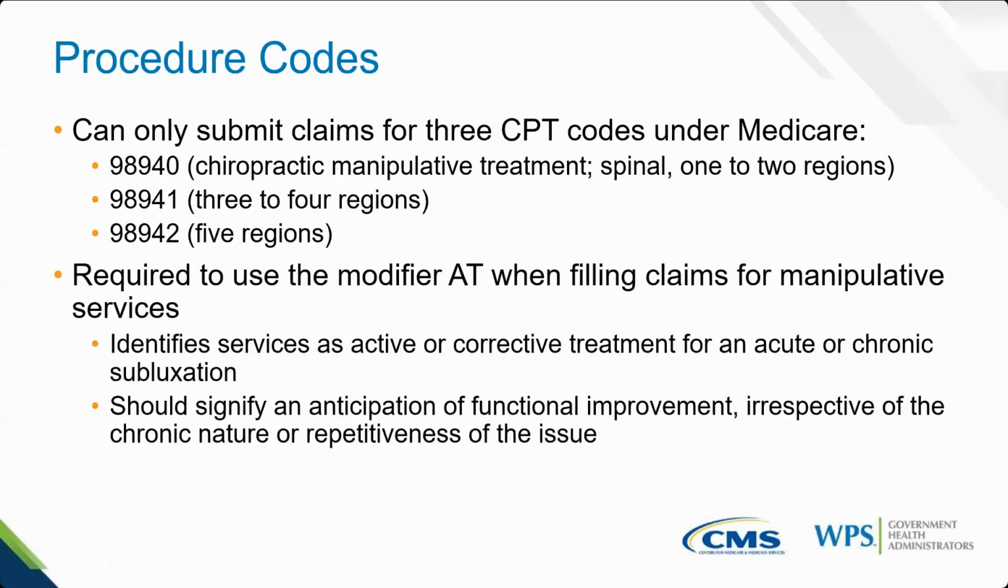Chiropractors can only submit claims for 3 CPT codes under Medicare: 98940, chiropractic manipulative treatment, spinal, 1 to 2 regions; 98941, 3 to 4 regions; and 98942, 5 regions. When filing claims for manipulative services, chiropractors are required to use an AT modifier. This modifier identifies services as active or corrective treatment for acute or chronic subluxation. When used correctly, the modifier AT should signify an anticipation of functional improvement, irrespective of the chronic nature or repetitiveness of the issue.